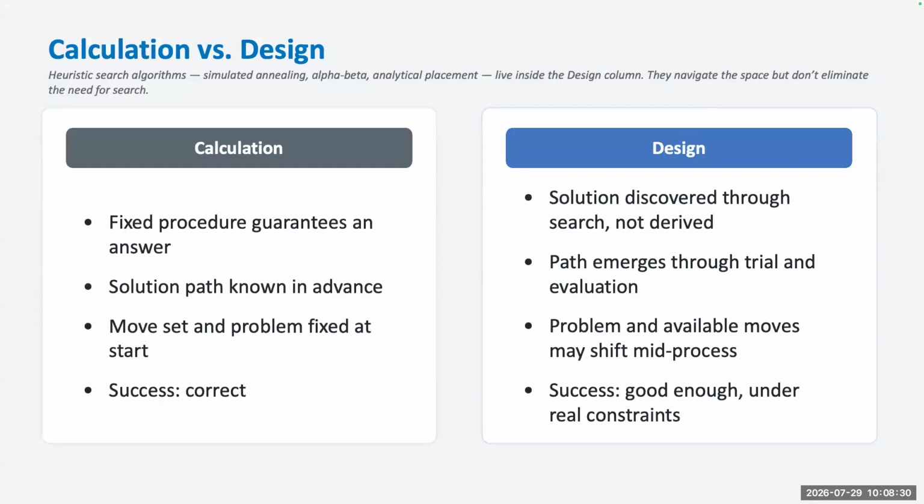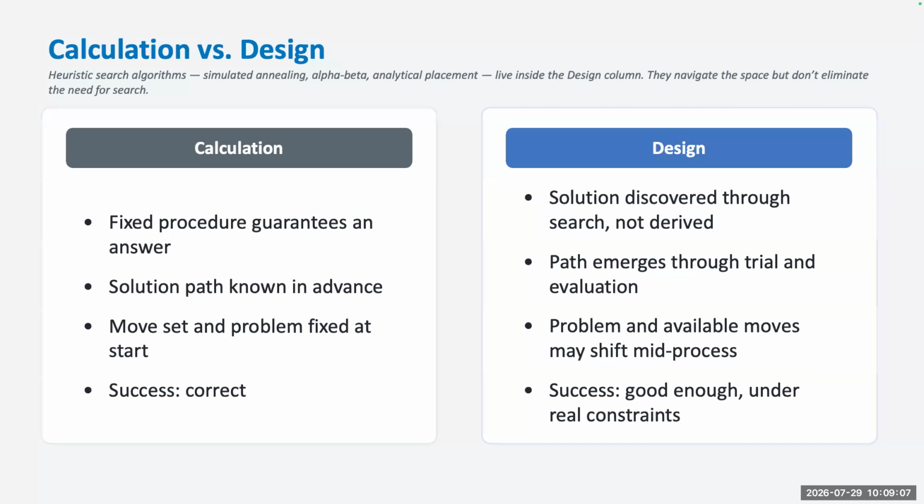And I'll compare it against what I think is maybe a more direct calculation. In a calculation, we're really performing a fixed procedure. We kind of know what we want, we kind of know the path, we're just going to grind out the answer. A key thing here is the move set and problem are typically fixed. So you have a fixed problem, you know what you're doing, you can somewhat guarantee success if you've implemented the calculation correctly.